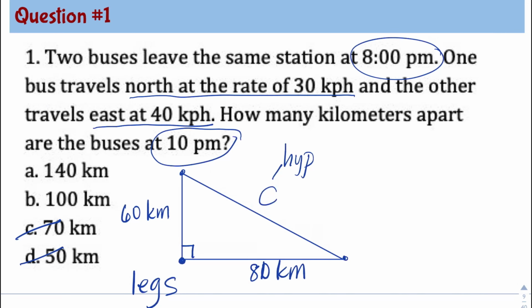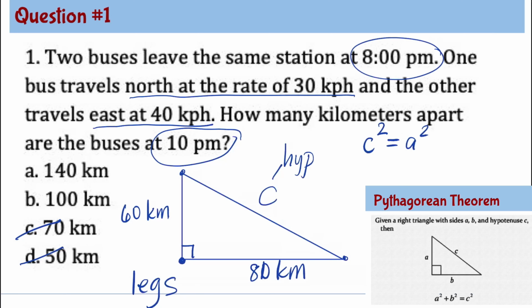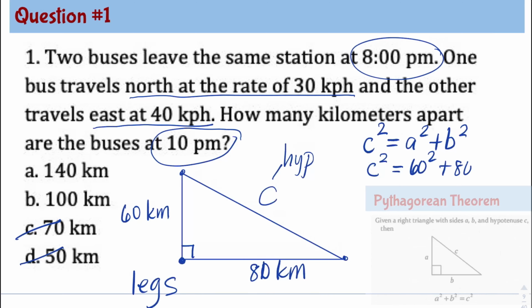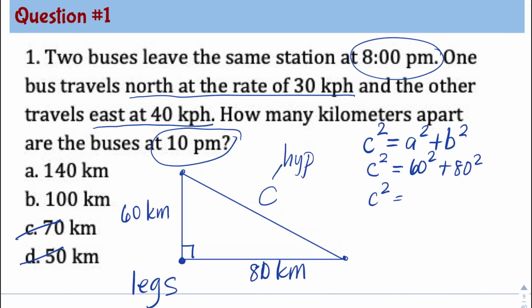To solve for the missing sides of a right triangle, we're using the Pythagorean theorem. Are you familiar with the formula? C squared is equal to A squared plus B squared, where C is the hypotenuse. So in this problem, the missing side is C, so we have C squared. A and B could be any one of the legs. So 60 squared plus 80 squared. And simplifying this, 6 squared is 36, and then we have 2 zeros. 8 squared is 64, and then we have 2 zeros. Adding together, we have 10,000.